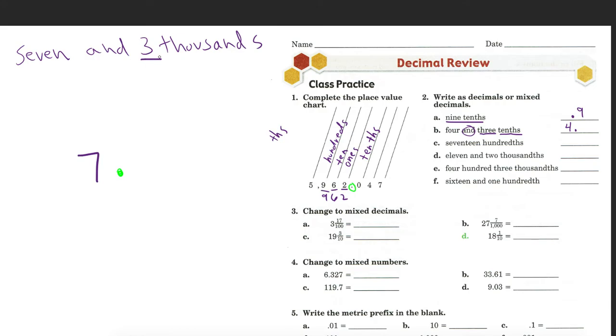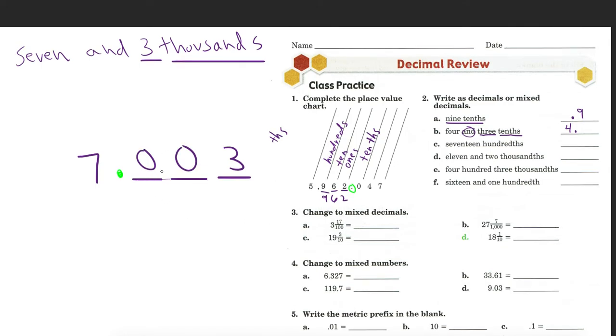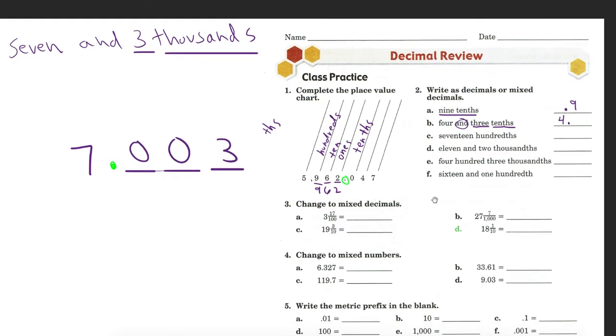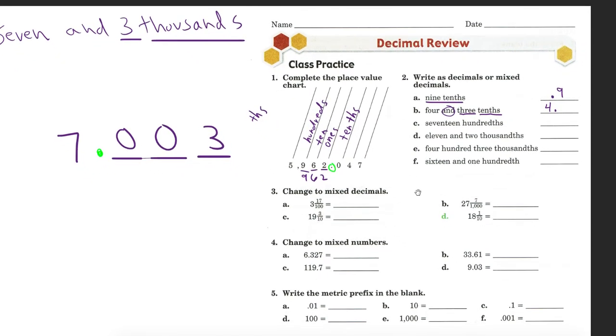That means the 3 needs to be in the thousandths place. So if I look at my chart here, this is tenths, hundredths, and thousandths. So 3 needs to be in the thousandths place, and the rest of these is 0. Okay, so 7.003 is 7 and 3 thousandths. All right, so just keep that in mind.